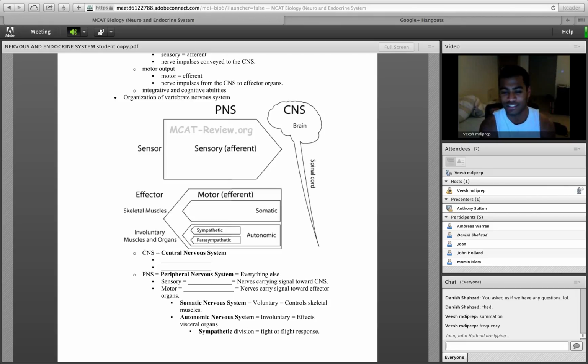The autonomic nervous system is the involuntary part of your nervous system. So that's going to be affecting all your visceral organs.